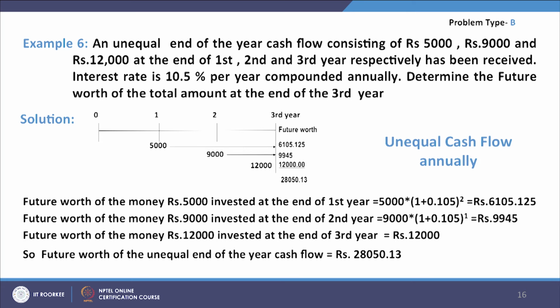Similarly, the money which is now 9,000, it will earn interest for only 1 year. So, this is 9,000 into 1 plus 0.105 to the power 1, which comes out to be 9945, and this money 12,000 will not earn any interest, because it is at the end of third year, and my future worth is also calculated at the end of third year. So, it is 12,000. So, when I add them up, this comes out to be 28,050.13.